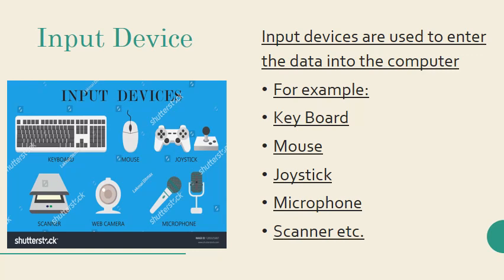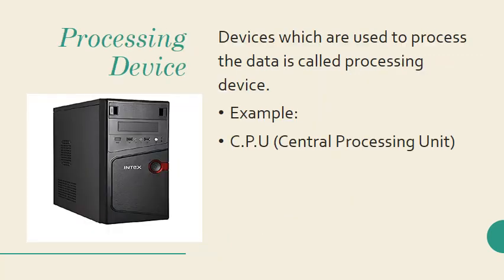Next is scanner. Scanner means if we want to scan anything, if we want to scan any picture to send, then scanner is used. Next is processing device. Processing device means the devices which are used to process data.